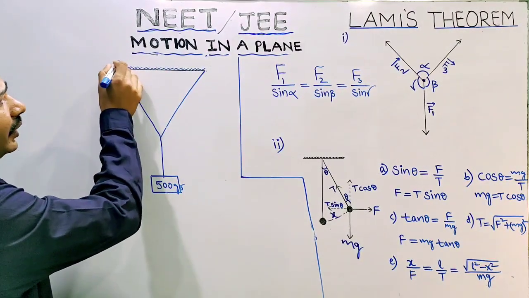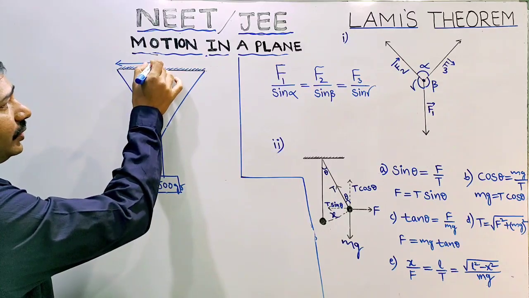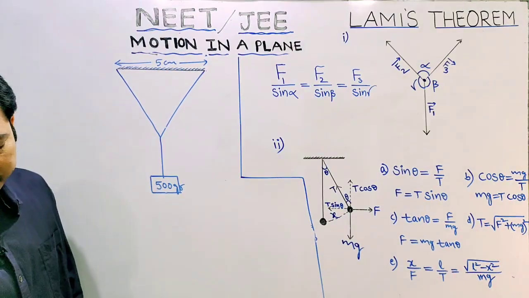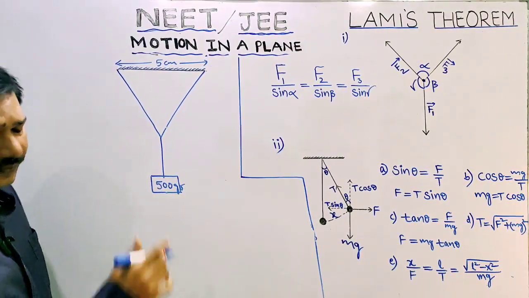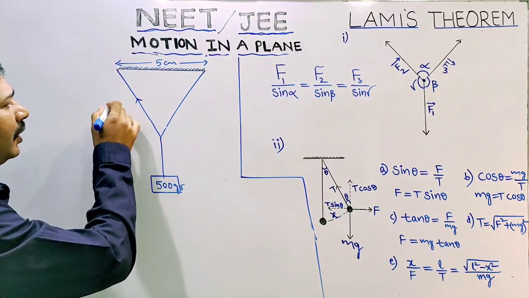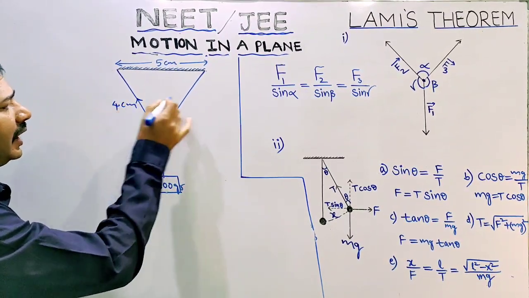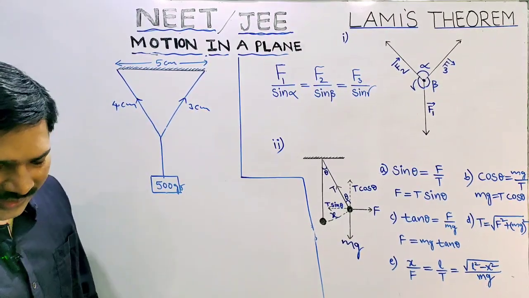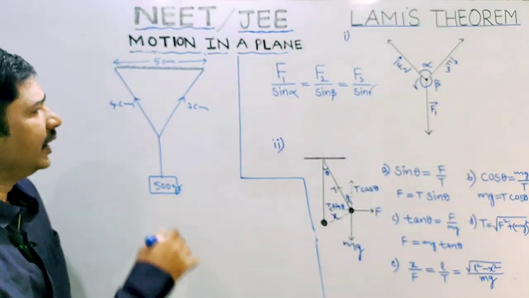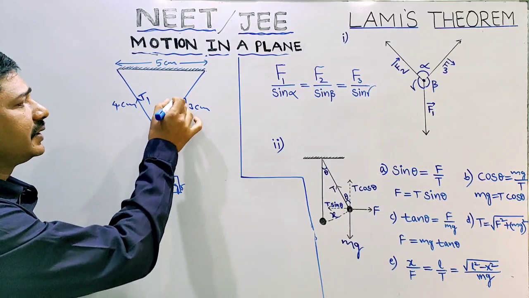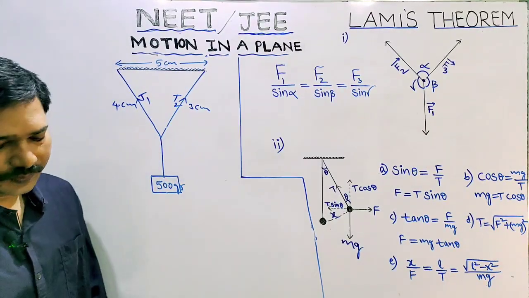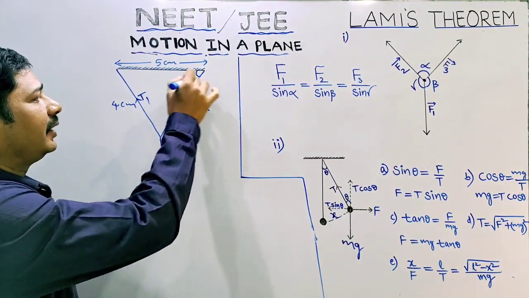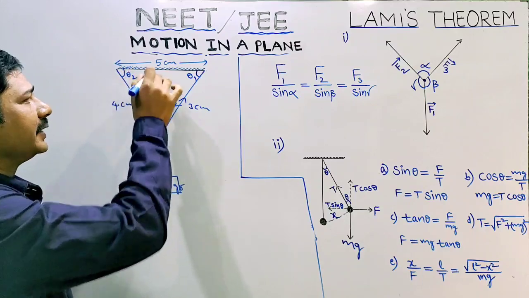Here the length is given. The separation distance between the two strings is 5 centimeters. The first string is 4 centimeters, and the second string length is 3 centimeters. So 5 centimeters and 3 centimeters are given. The tension in the first string, say T1, and the tension in the second string is T2. The angles I am taking are theta 1 and theta 2.